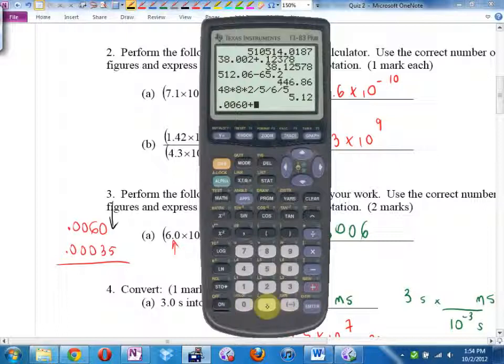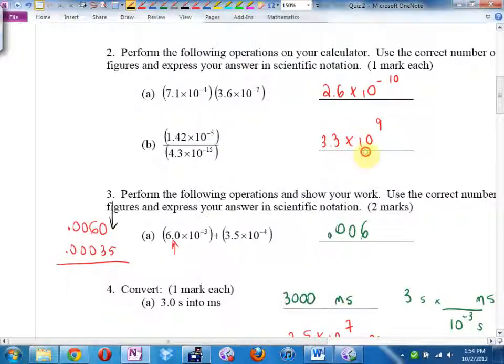So I will go .0060 plus .0035, and I'm going to round off to the 1, 2, 3, 4th. Thank you, can't type. I'm going to round off to the 4th decimal place right there. What's next to the 3? A 5, so is this 3 going to stay a 3 or is it going to become a 4? 4. So in standard notation, that's the correct answer, or 6.4 times 10 to the negative 3.